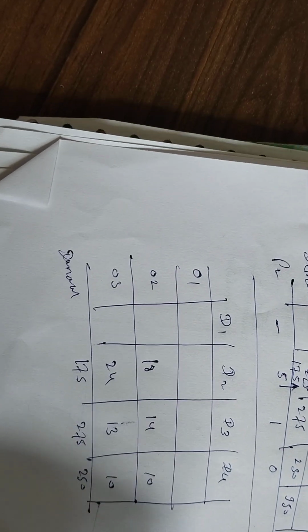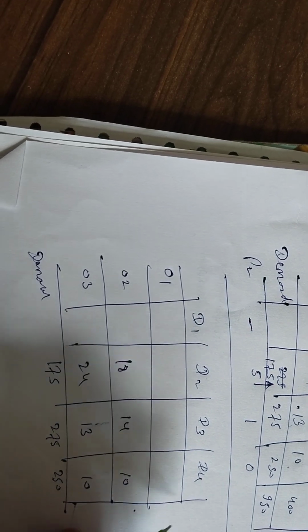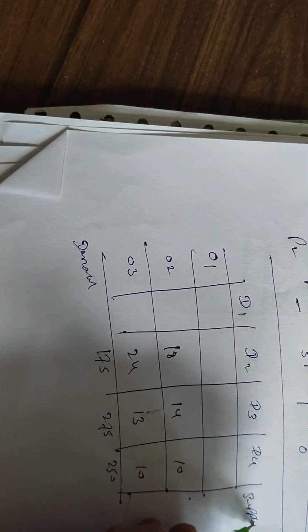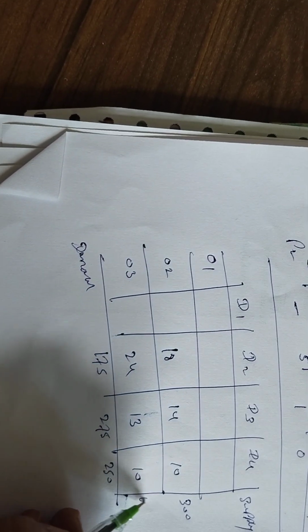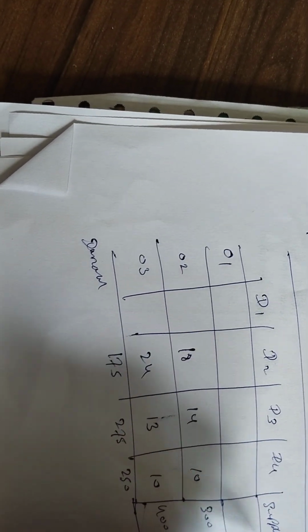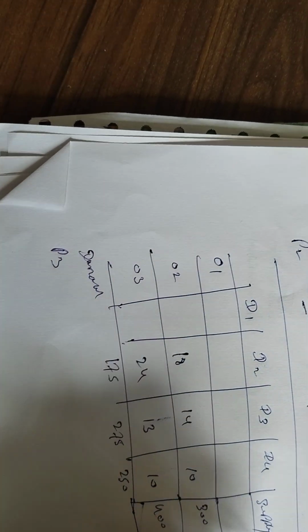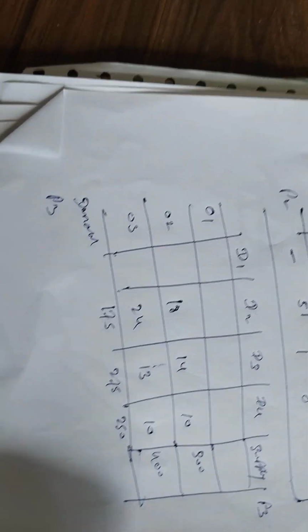Okay. Here it is supply 300, 400. Now once again calculate the penalty row wise as well as column wise. That is P3, the P3 penalty.